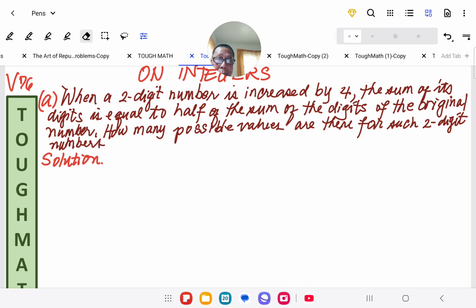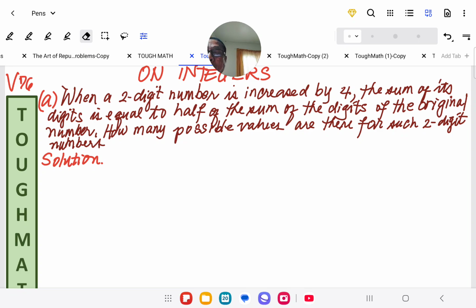So our first problem: when a two-digit number is increased by 4, the sum of its digits is equal to half of the sum of the digits of the original number. How many possible values are there for such two-digit numbers?